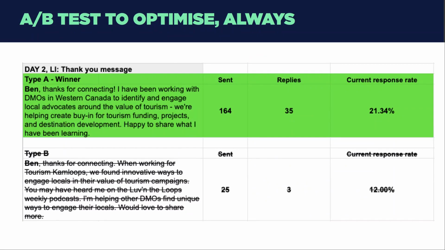So our messaging campaigns, here's an example. This is the introduction, or this is actually the response after they've accepted our connection. So you can see that there's type A and type B. On day 2, LinkedIn, thank you message, the current response rate. We chose, obviously, to go with the first iteration of this because it had a hugely more successful response rate than type B. So in this case, what we would do is run the rest of the campaign for the week with this, and then the following week, we would create an alternative type B to test the next week with.